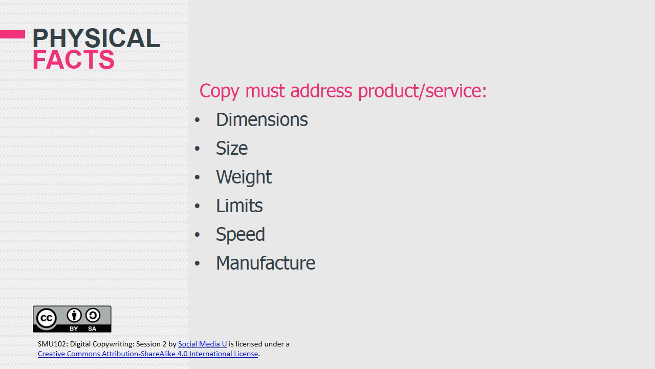Physical facts. In copy, you must mention all the physical facts about your product or you risk reducing your response. I'm talking about things like weight, dimensions, size, limits, speed, and things like that. Sometimes you might think that a certain dimension isn't really important, or the weight may not be necessary, but it's not true. Give readers any excuse not to buy, and they won't buy.